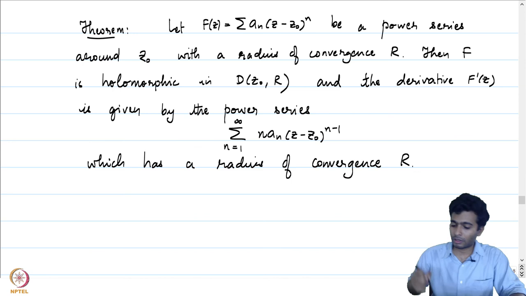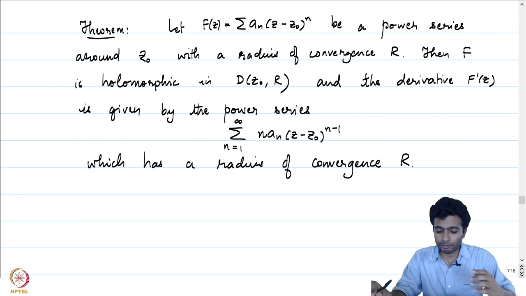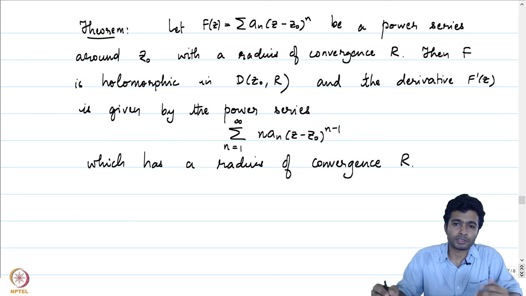So notice that the theorem is actually capturing all that I said. f is holomorphic on D(z0, R). Not just that, we obtain the derivative f prime at any point z by differentiating summation a_n times (z minus z0) to the power n term by term. Let's give a proof of this theorem.